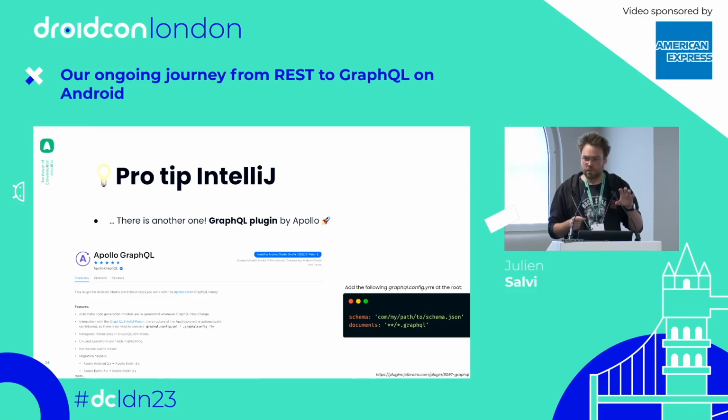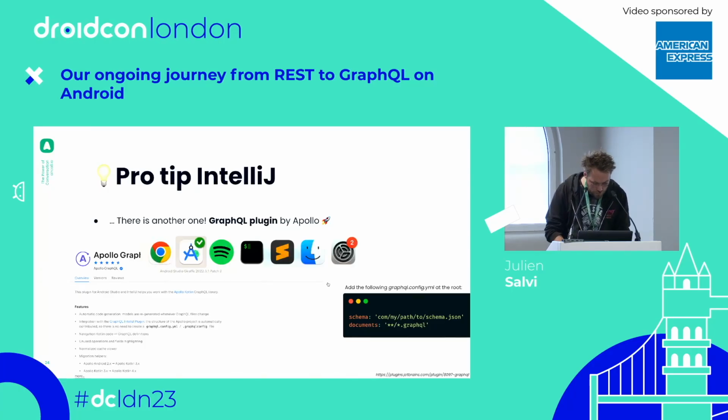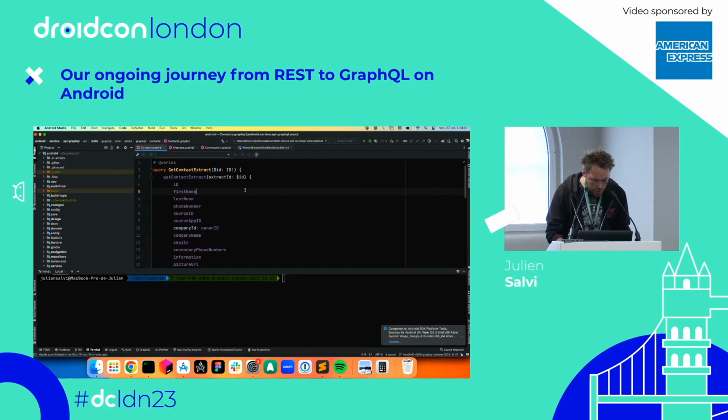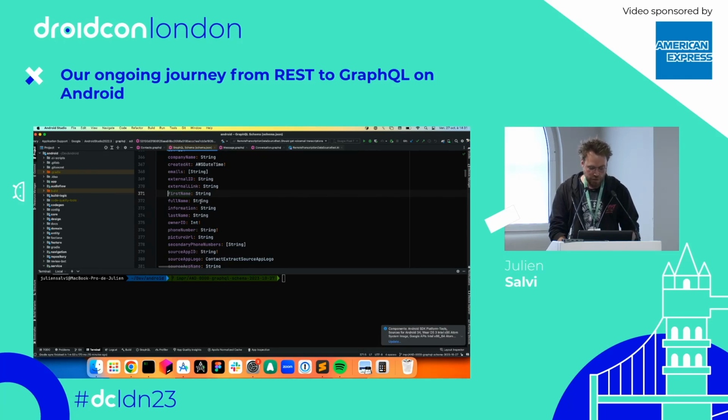You can navigate from the code you wrote, using the queries and the schema and the generated code made by Apollo. Just to give you a quick look, for example, I have my query here, and I can deep link to, for example, the first name here inside the schema, to check what the type of the field I want to add or delete is.